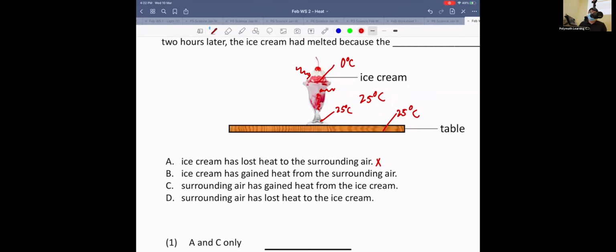Okay, it's just like money. Money flows from Mr. Chong to the students. That means Mr. Chong lost money. Students gain money. You get what I mean? Whether it's gain heat or lose heat is very simple. You need to know where the money flows. So if I tell you money flows from Mr. Chong to you, that means Mr. Chong lost money, you gain money. Same for heat. If the ice cream is colder than the surrounding air, the air loses heat to the ice cream. So that means the surrounding air loses heat. The ice cream gains heat.